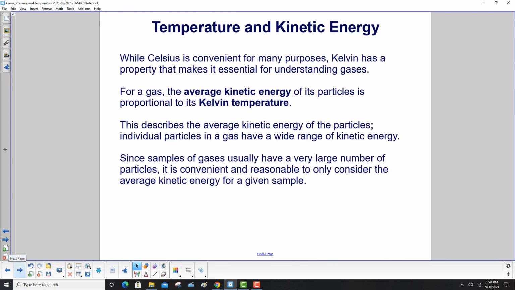Celsius is convenient for many purposes, but Kelvin has a property that makes it essential for understanding gases. For a gas, the average kinetic energy of its particles is proportional to its Kelvin temperature. This describes the average kinetic energy of the particles. Individual particles in a gas certainly have a wide range of kinetic energy. Since samples of gases usually have a very large number of particles, it is convenient and reasonable to only consider the average kinetic energy for a given sample.